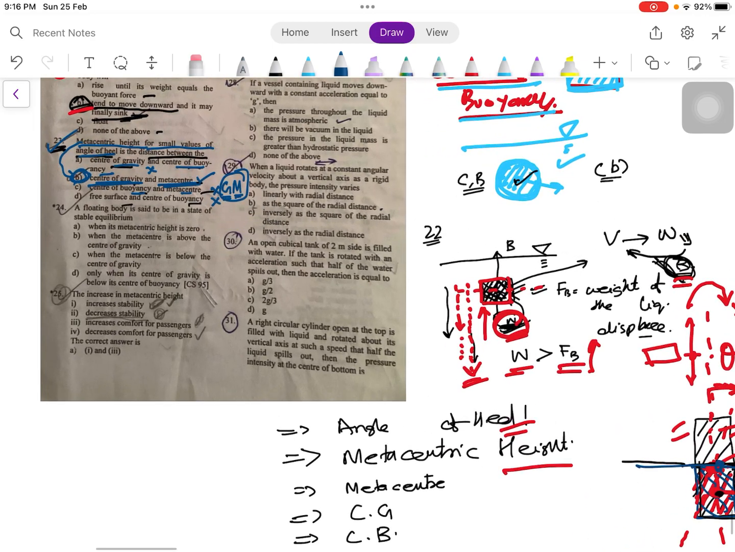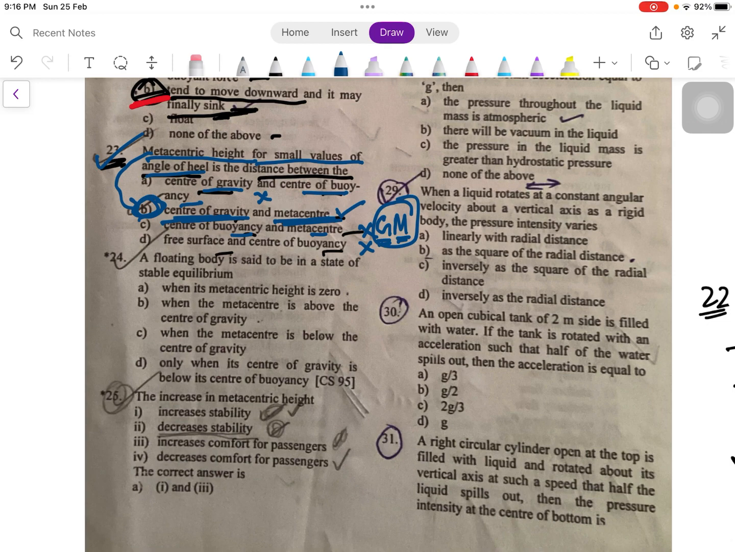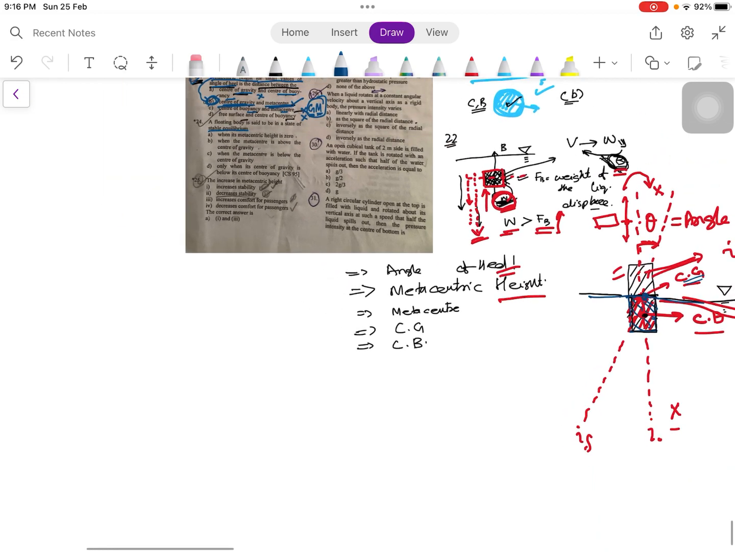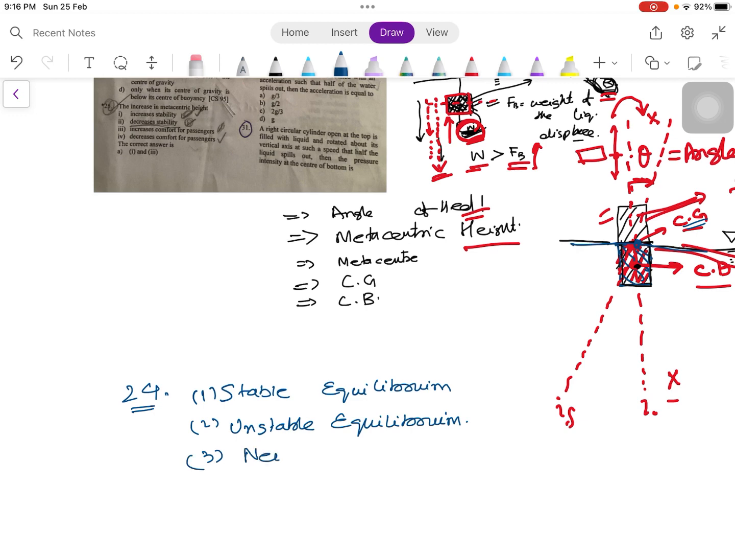Now, let us take a look at question number 24. The question says that a floating body is said to be in a state of stable equilibrium. So we have three types of equilibrium: a stable equilibrium, an unstable equilibrium, and a neutral equilibrium.